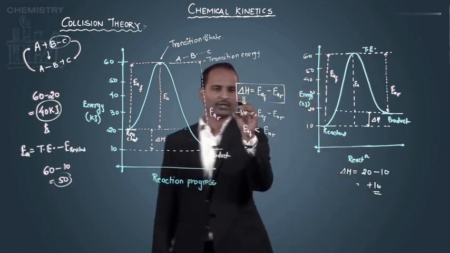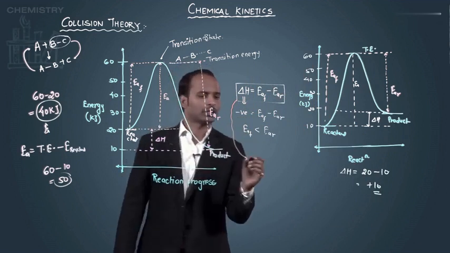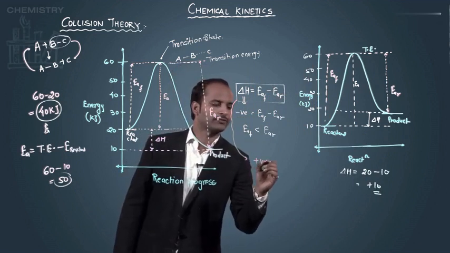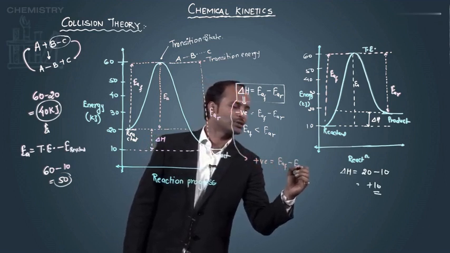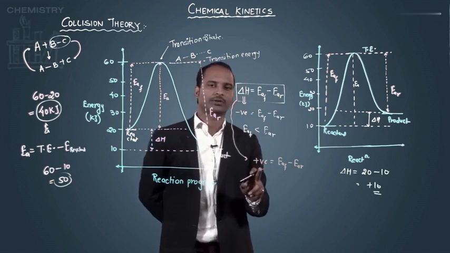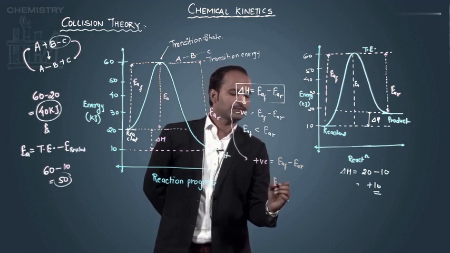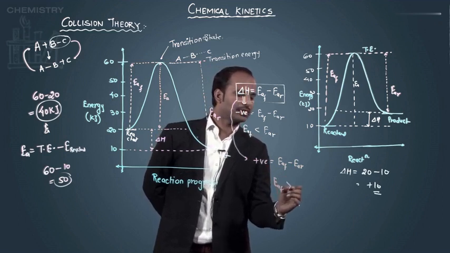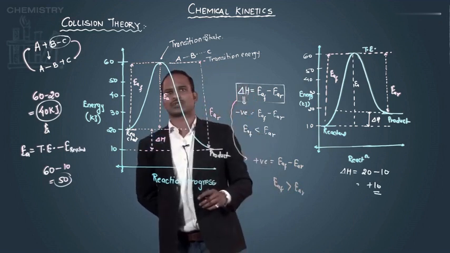Let's see this with the help of the formula. If the reaction is endothermic, delta H is going to be positive. So the activation energy for forward minus the activation energy for reverse is going to be positive. We get a positive answer when the first is bigger than the second, which means the activation energy for the forward reaction is more than the activation energy for the reverse reaction.